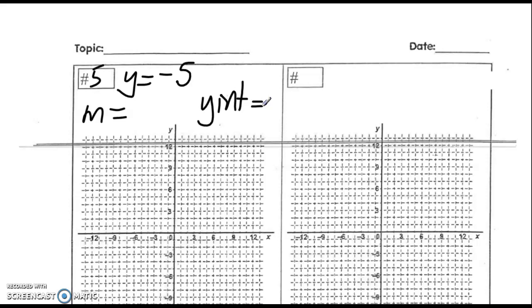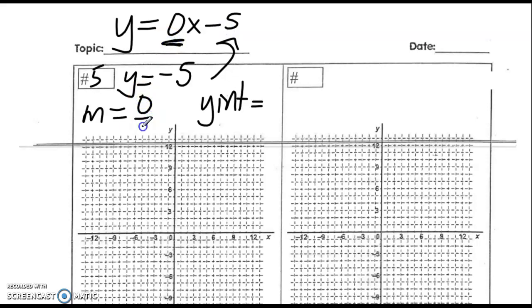So another way to write this equation, do we have any x here? So we have 0x, but we have minus 5. So then our slope is 0. And we would put that 0 over 1. Because 0 over 1 is 0, correct? Okay. And then our y-intercept is negative 5.